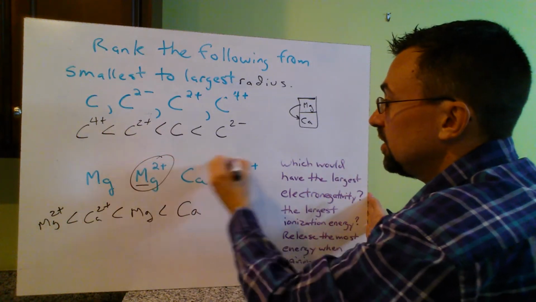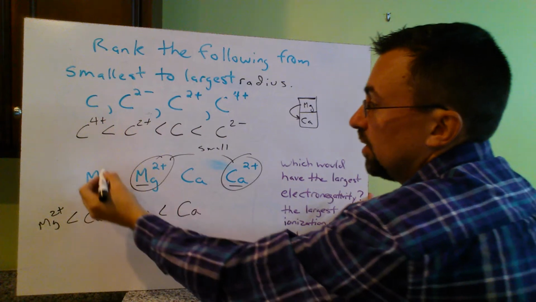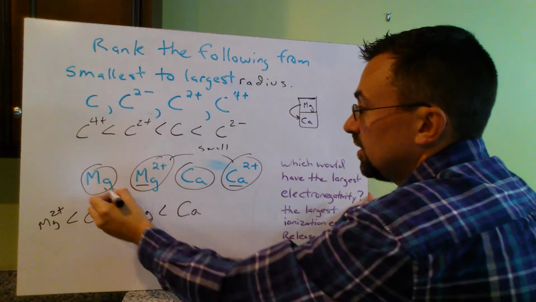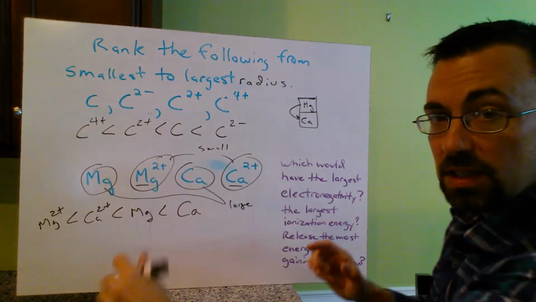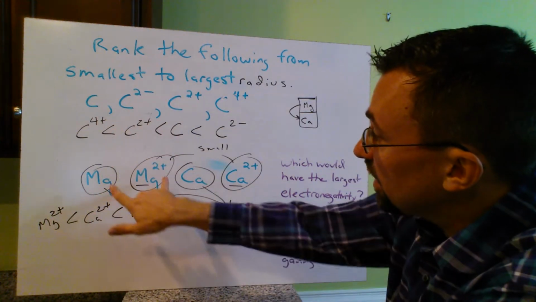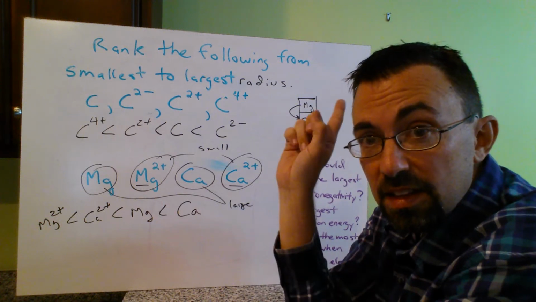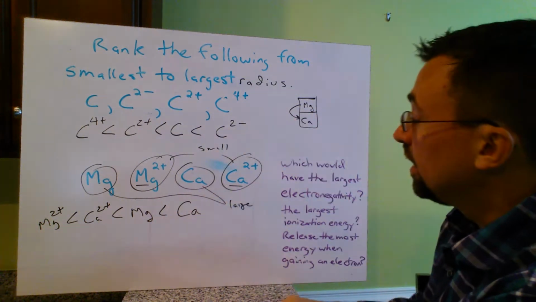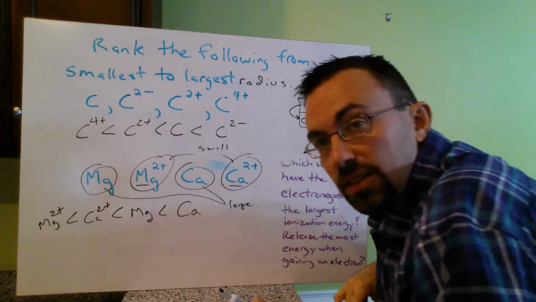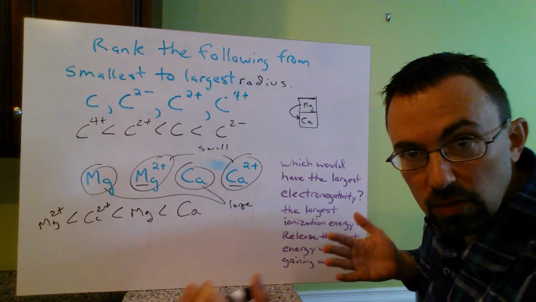So we know these two are the smallest. And we know, likewise, these two are the largest, because they're the same charge, or the most negative charge in this case. So we sort by charge first, then go to the periodic table and find position. So, just to reiterate, all of these things are asking the exact same question, just in a different way.